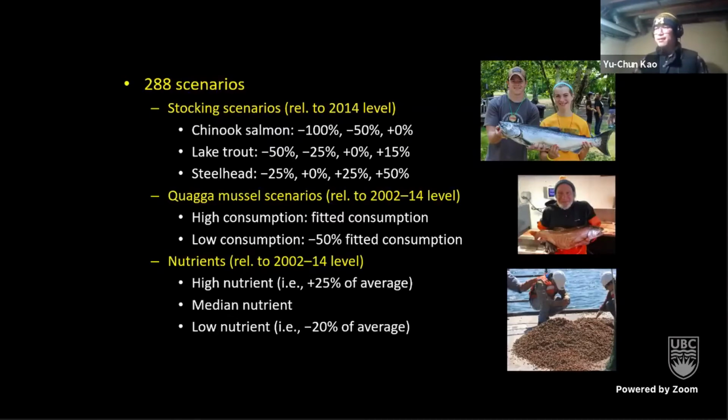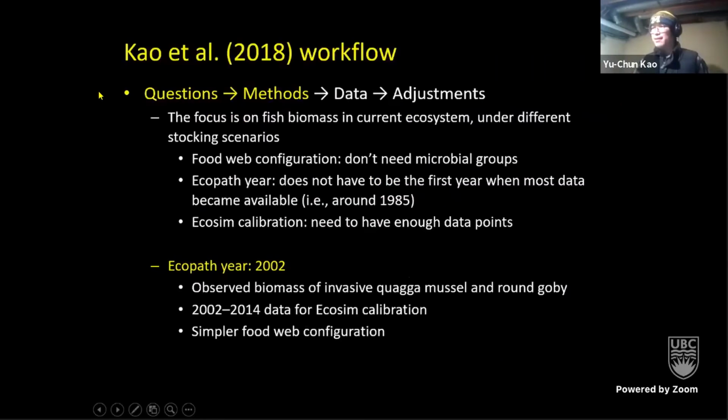nutrient load. So the big thing really is not how many scenarios we had. It really is that because of doing that, we can simplify the model. If the focus is really on how much biomass of salmon you are going to have, we probably don't need those microbial groups. And if the focus is really what will happen in the future, we probably also don't need those data or model the dynamics early, say, in the last century.